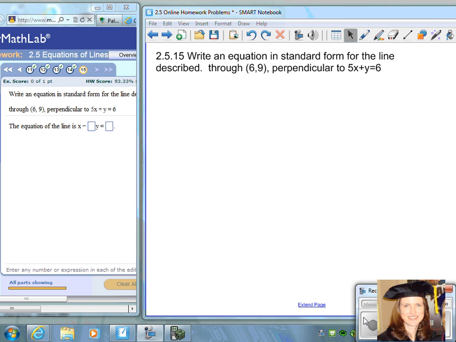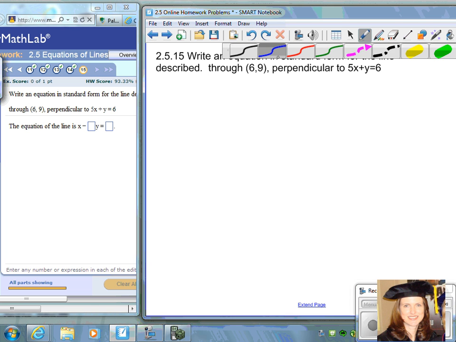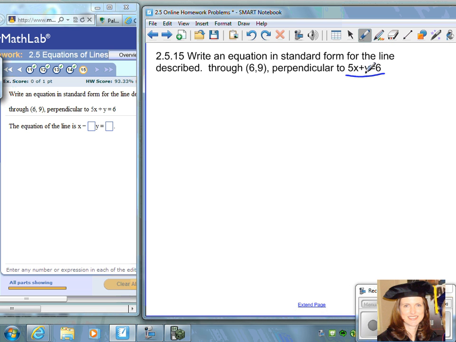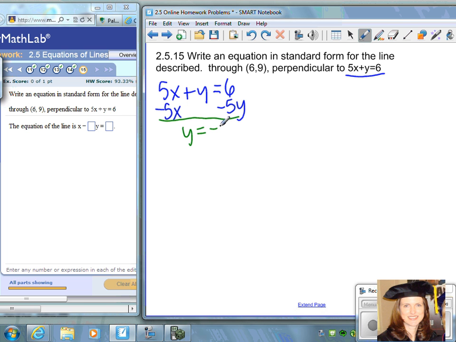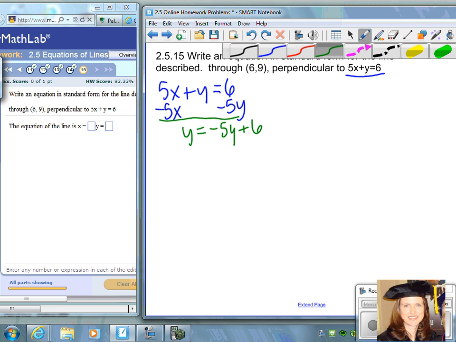So for this one, we need to take this equation and solve it for y so we can determine the slope. The line is 5x plus y equals 6. We can find the slope by subtracting 5x from both sides of the equation so that we end up with y equals negative 5x plus 6. Now you can figure out the slope of this line is negative 5.